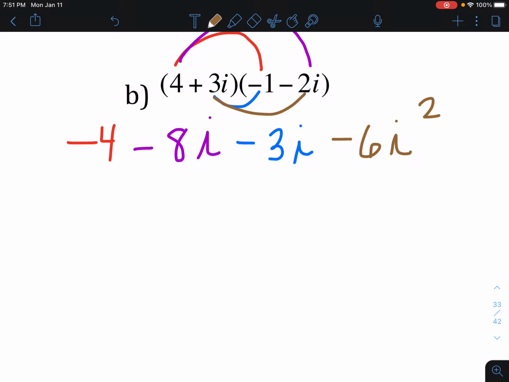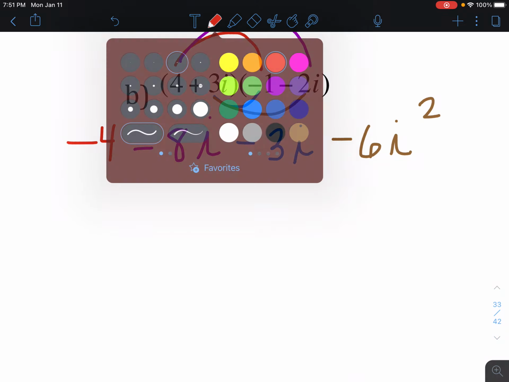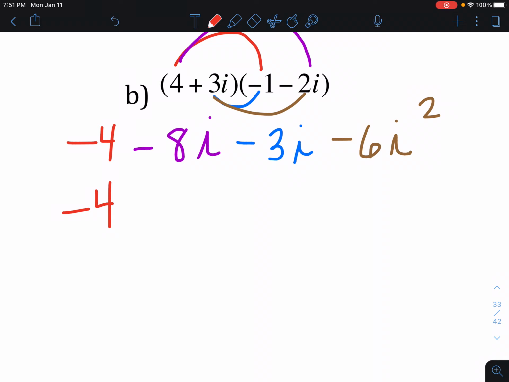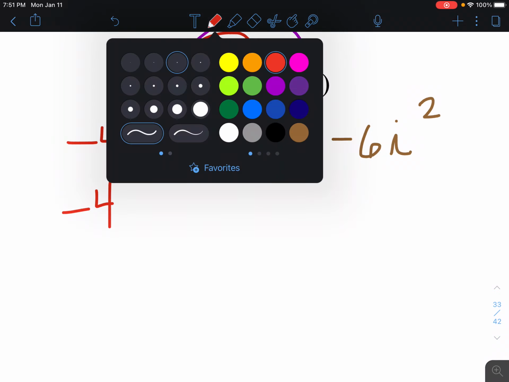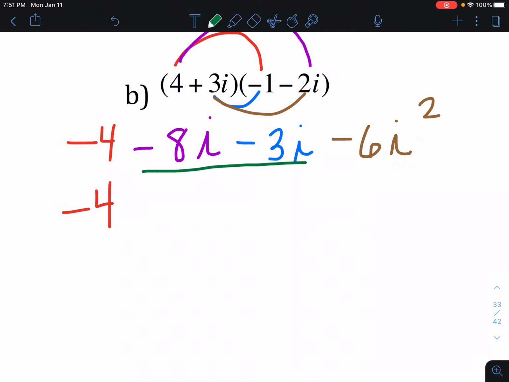Negative 4, nothing can really happen with the negative 4, so let's just bring that down. The 2 next terms, these guys are like terms. We can combine them to make minus 11i. And then this guy, remember, i squared is not allowed, so this becomes minus 6 times negative 1, which is plus 6. So we still have 3 terms. We now actually have more like terms.